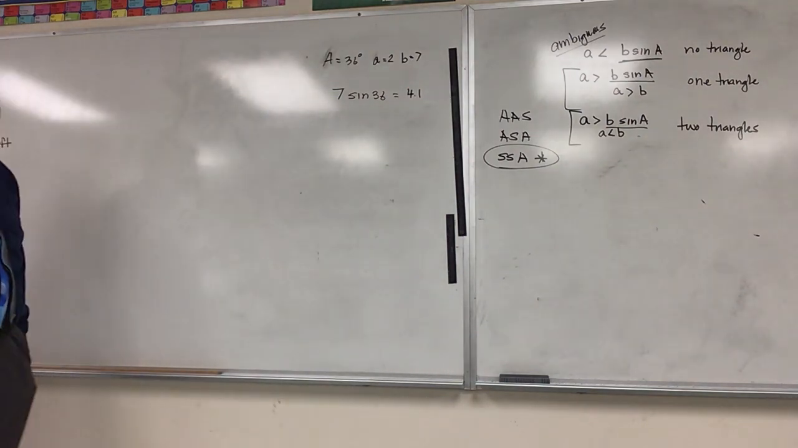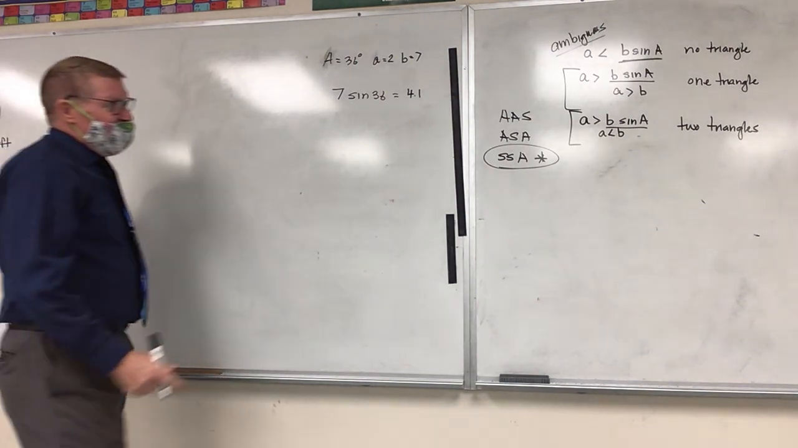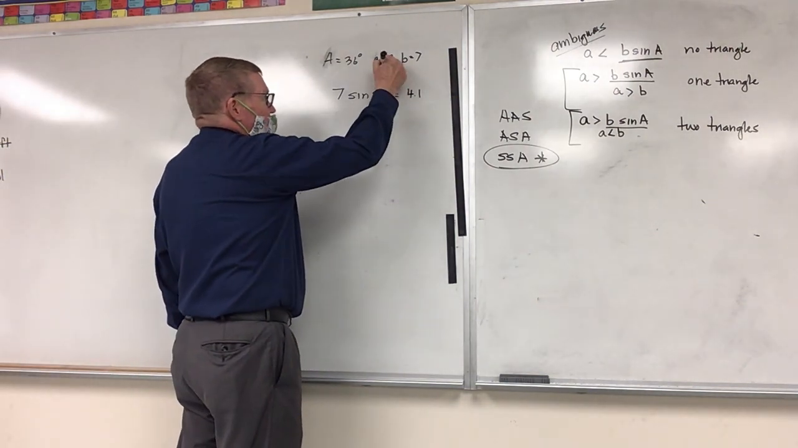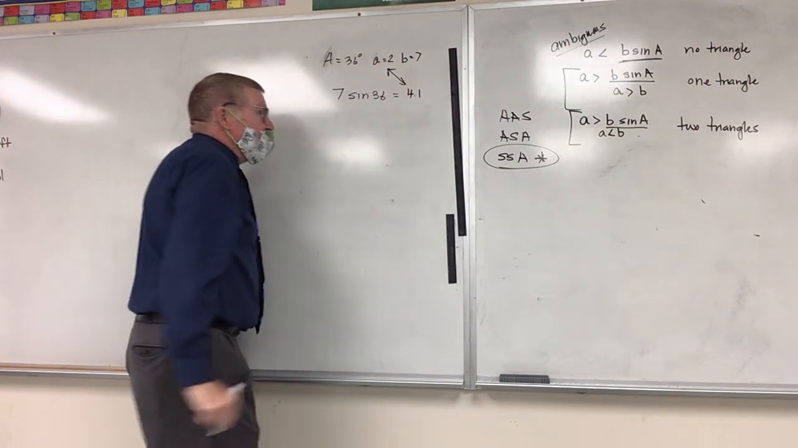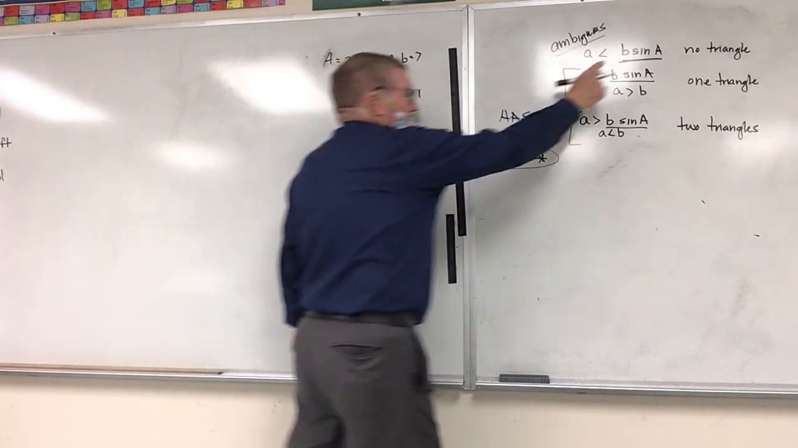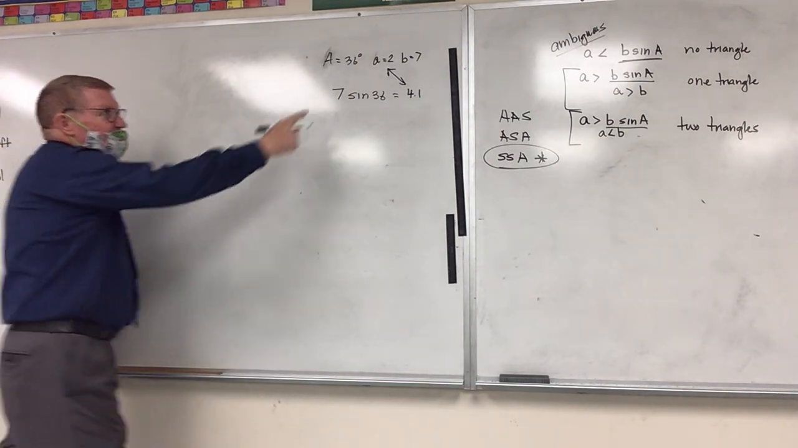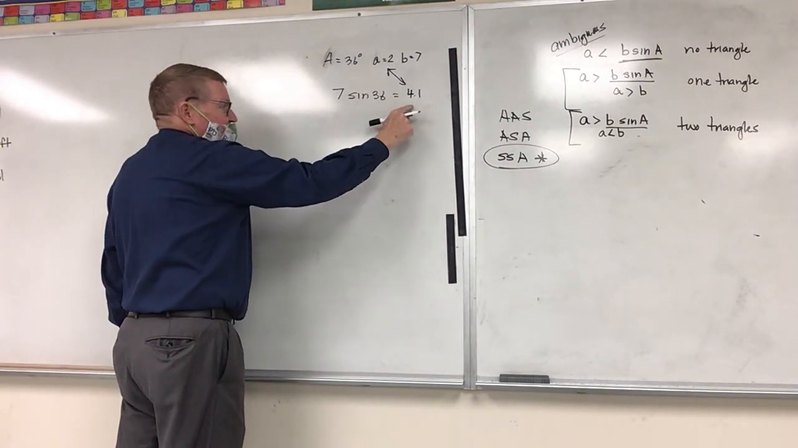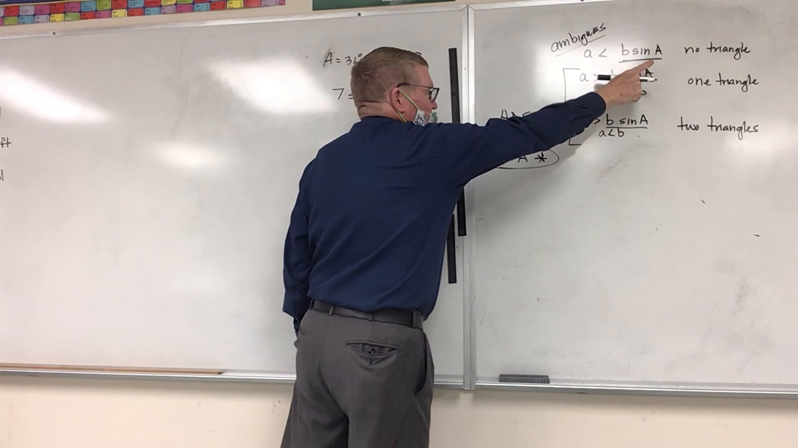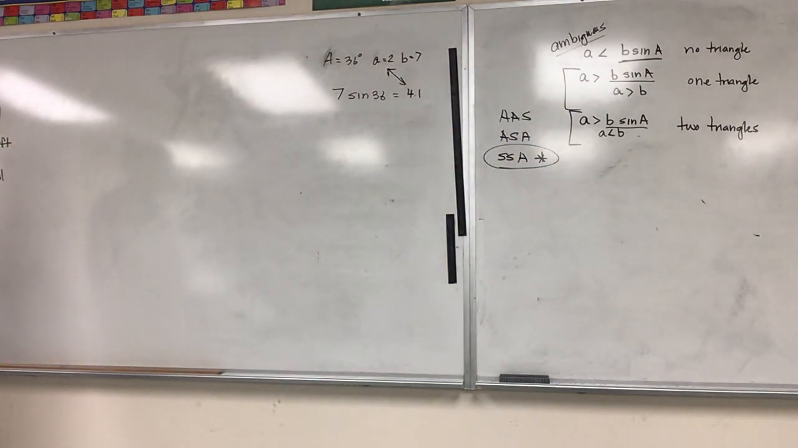Okay. For it to be a right triangle, that side opposite has to be 4.1. That's the shortest it could be. So now I compare. A is smaller than this, so therefore no triangle. No triangle. So I don't have to do anything more.